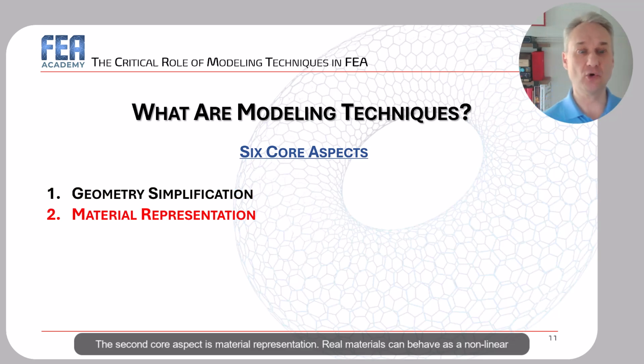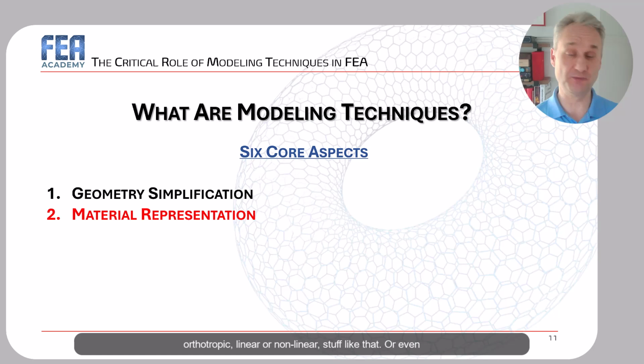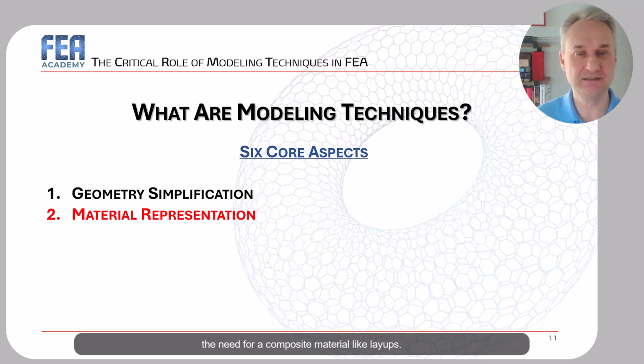The second core aspect is material representation. Real materials can behave as a nonlinear material, an orthotropic material, an anisotropic material, temperature dependent, something like that, okay? So modeling technique involves choosing the appropriate material definitions: isotropic, orthotropic, linear, nonlinear, and so on. Or even the need for a composite material, like layups in composites.